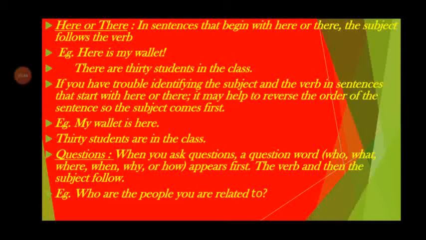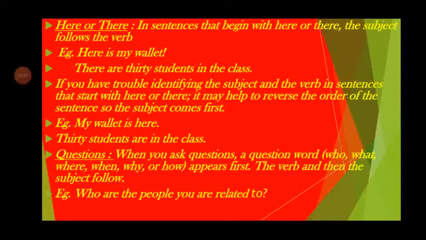When we take the case of here and there, in sentences that begin with here or there, the subject follows the verb. Here is my wallet. There are 30 students in the class. So the real subject is my wallet and, in the second sentence, 30 students.